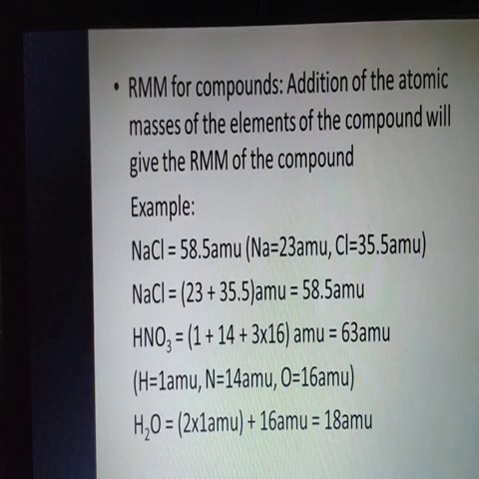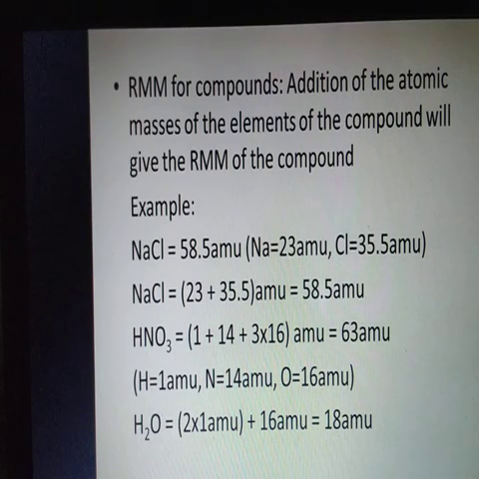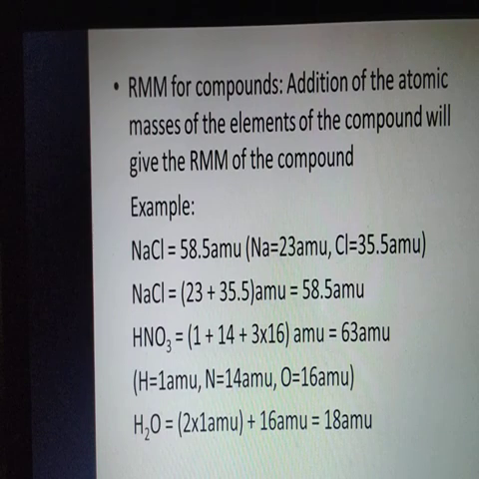Now coming to compounds, how do we calculate the relative molecular mass? It is very simple, we just have to add up the atomic masses. The formulas will be given, and if not, we have to know the formulas of compounds. For example, NaCl. The atomic mass of Na is 23 amu and Cl is 35.5. Just add up: 23 plus 35.5 gives 58.5 amu.